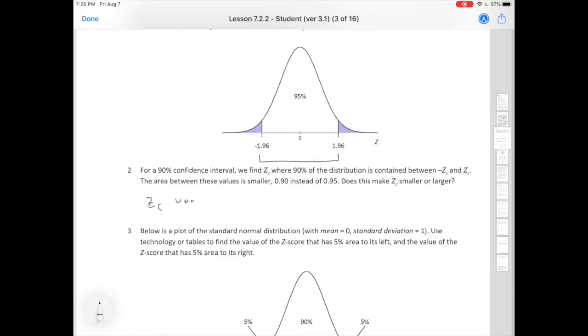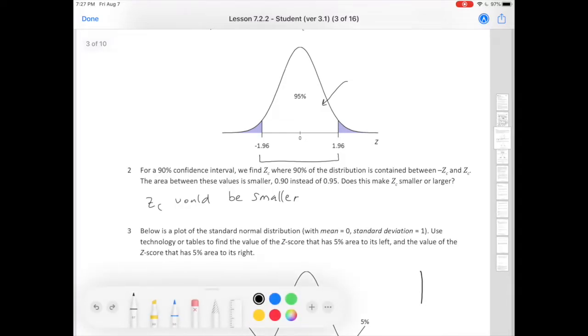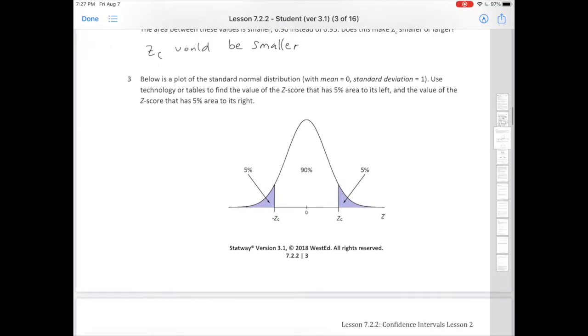So ZC would be smaller. Right? In other words, we would have to shrink this. We would have to shrink this down if we wanted to get 90% under the curve instead of 95%, right? Because if we squeeze these closer together, this guy is going to change. So let me show you guys in this next picture exactly what we're talking about.